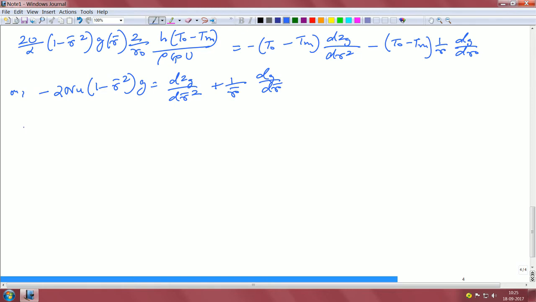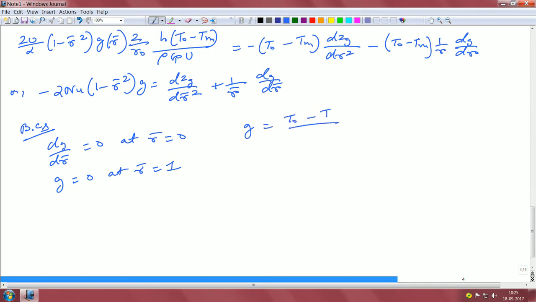Now, of course, to solve this equation you need the boundary conditions. So, the boundary conditions will be dg by dr bar equal to 0 at r bar equal to 0, and g equal to 0 at r bar equal to 1. Okay. Why should g be equal to 0 at r bar equal to 1? Because what is the definition of g? G is given by T naught minus T divided by T naught minus Tm. So, at r bar equal to 1, that means at the wall, what will be the value of temperature? It will be the same as the wall temperature.